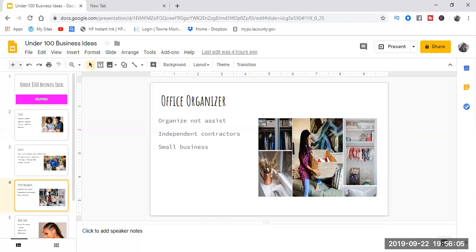If you're good at organizing just the office space, like, hey, this is where this is, this is where this is, I labeled this, and these are where these files are. If you are good at that, you definitely want to look into independent contractors or small businesses who need a service such as an office organizer.